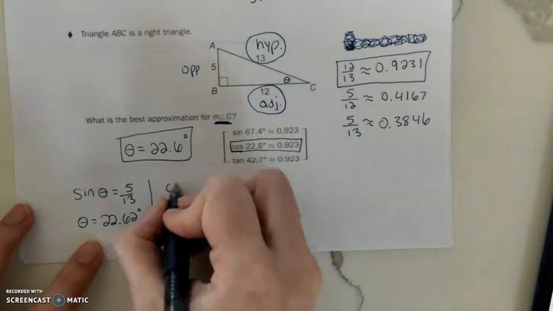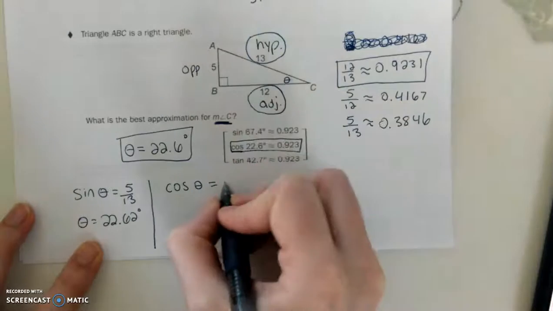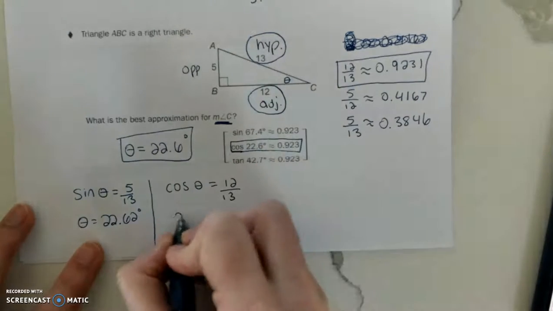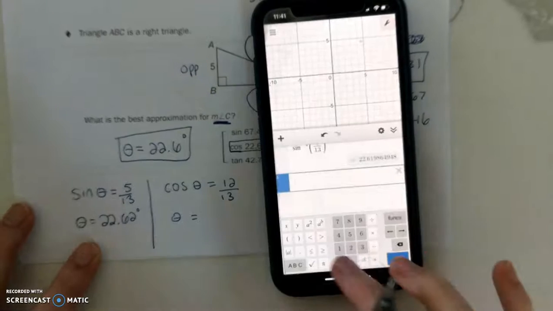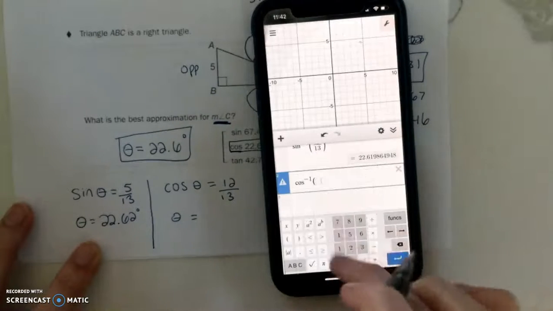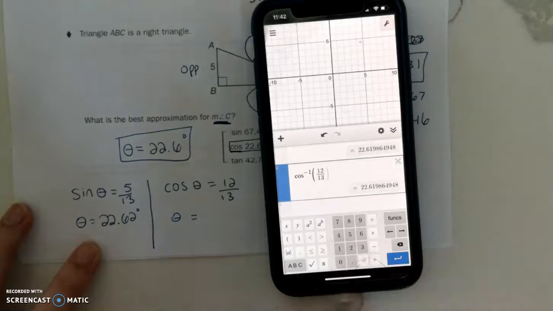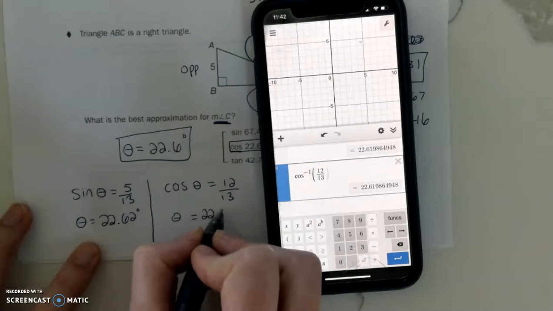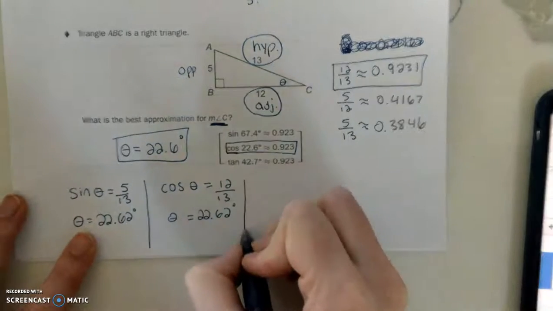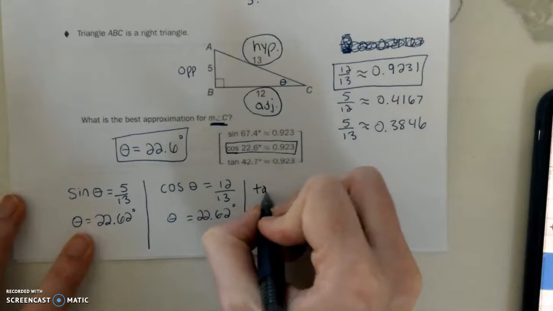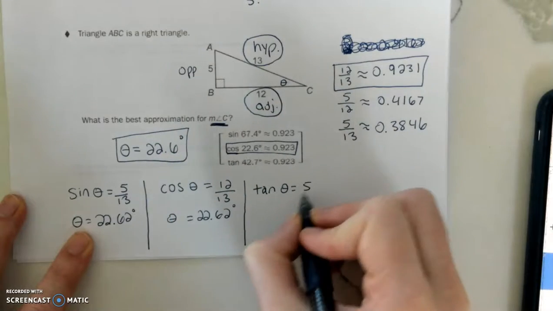All right, let's use cosine now and see if we get the same answer. Cosine of theta would be 12 over 13. So again, I'm just going to use Desmos, and I'm going to hit functions, inverse cosine, make sure it has that -1 exponent, and do 12 divided by 13. This again gives us 22.62 degrees. Spoiler, what do we think tangent's going to be? So tangent of theta would be opposite over adjacent, so 5 over 12.